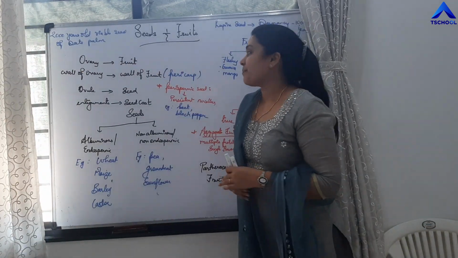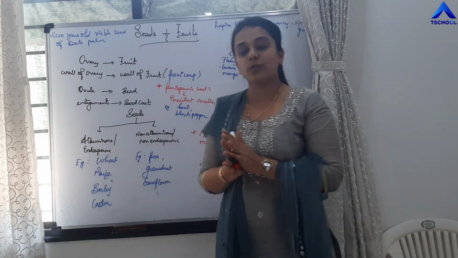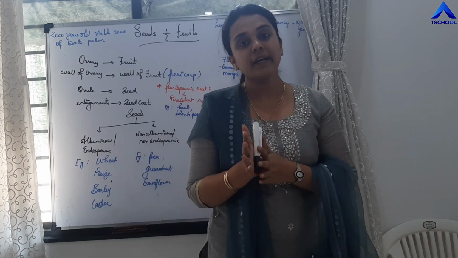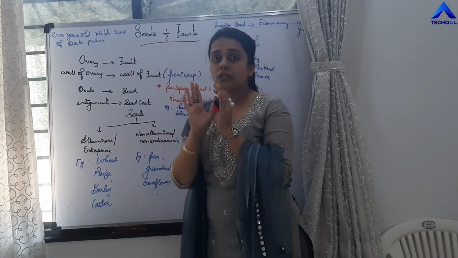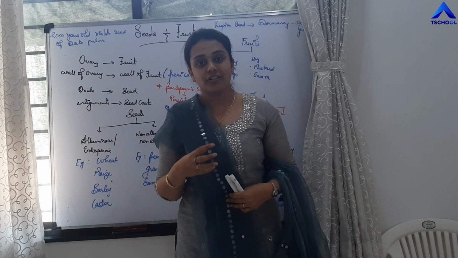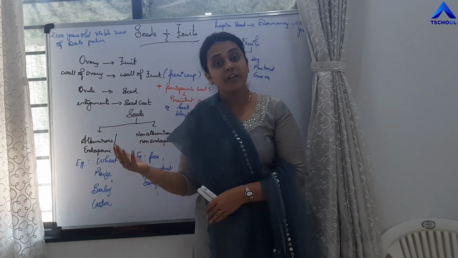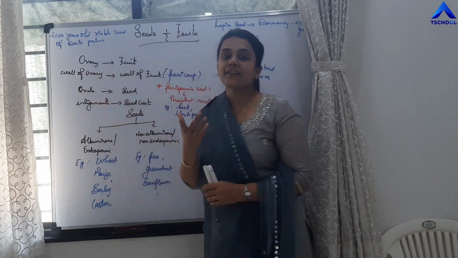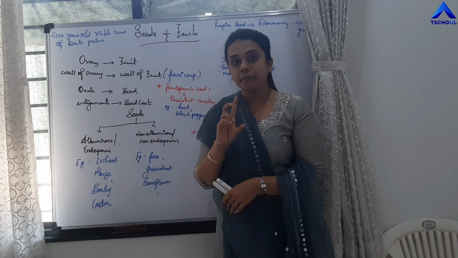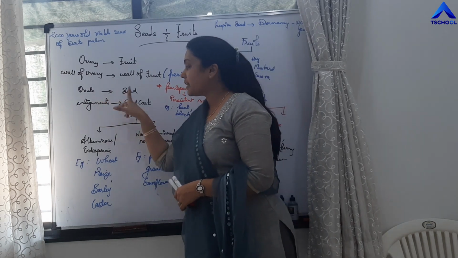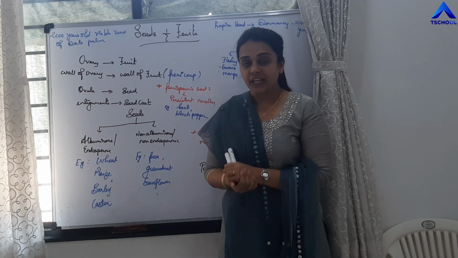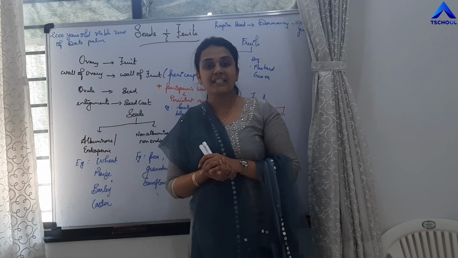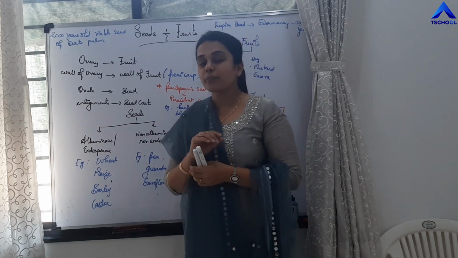Hello students. Our next topic is seeds and fruits. So students, we have studied about the structure of a dicot embryo, the structure of monocot embryo, right? So finally, after fertilization, which structures will develop into which parts after reproduction? So ovary will develop into a fruit, right? Ovary possesses ovule. That ovule is going to develop into a seed. Right? The ovule possesses integuments. Those integuments will form the seed coat. Right? So seed is formed from ovule.